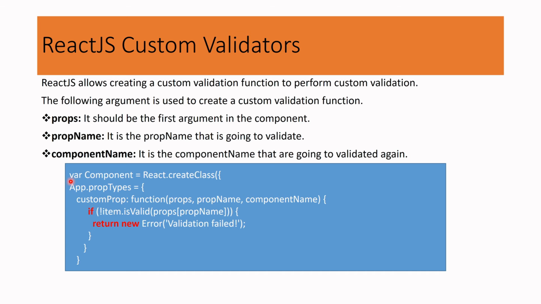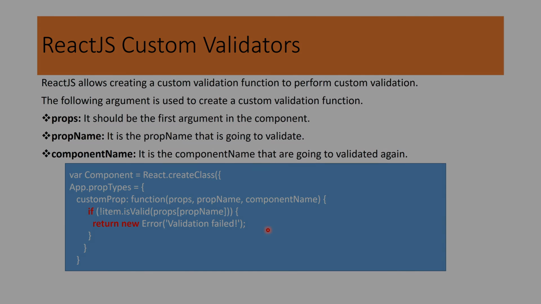Let's see, if we are writing a variable component, we have to pass the component name, and then we have to pass React.createClass. Inside that, you have to pass App.propTypes, and for the custom props you have to give the custom props name, and then function props, name, and component. Okay, so in that you have to write any conditions, like if the item is not valid, then for props it will throw an exception, and the error will come from here.